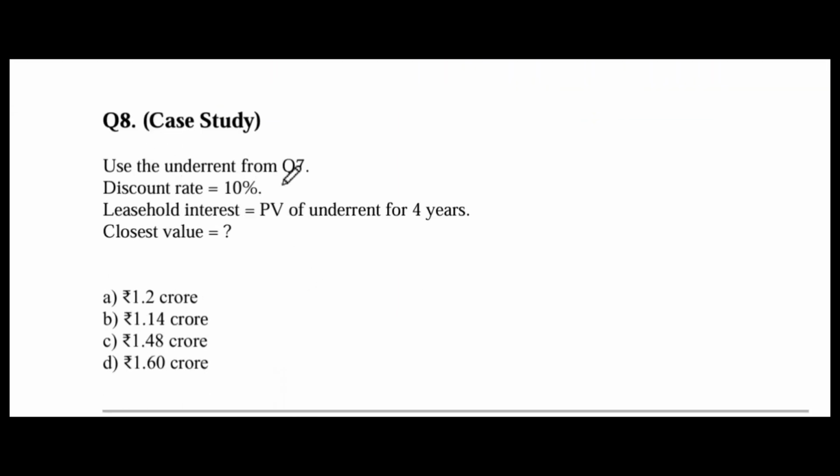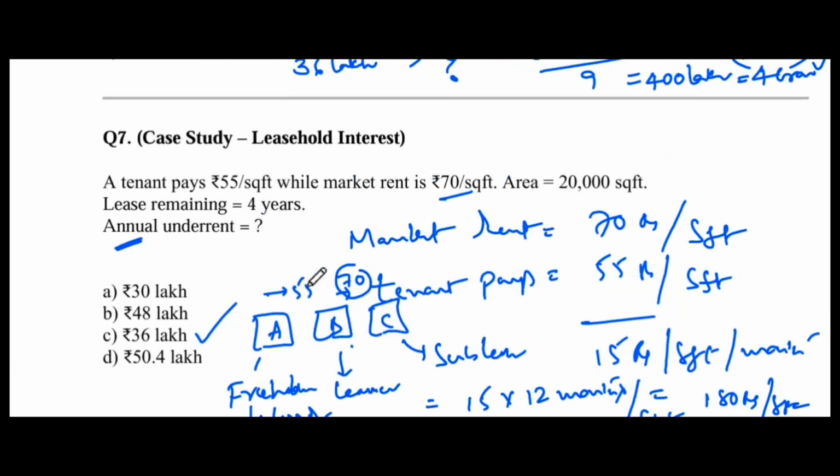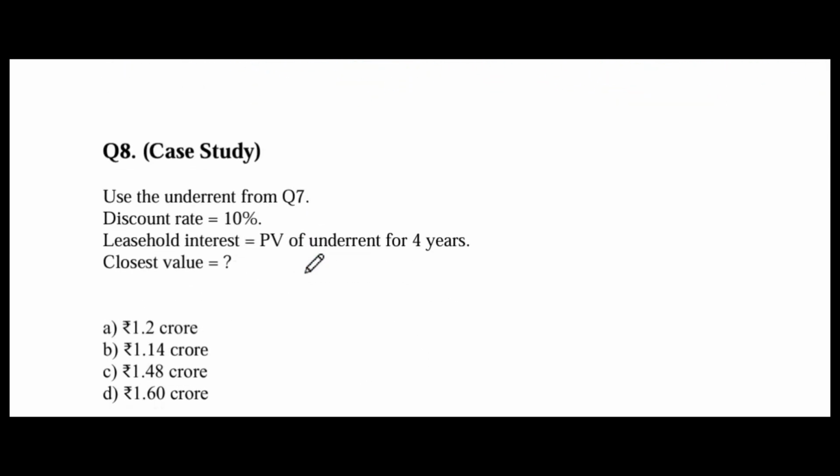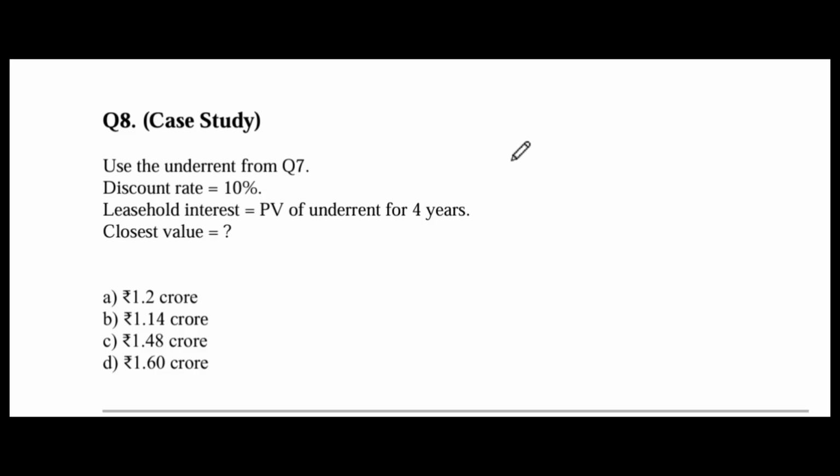Yes, use the under rent from question 7. Discount rate is 10%. Leasehold interest or PV of under rent for 4 years. The closest value will be... So, this is what we discussed. The benefit means net operating income, right? Sorry, the question is not so clear. Net income, just understand the concept.